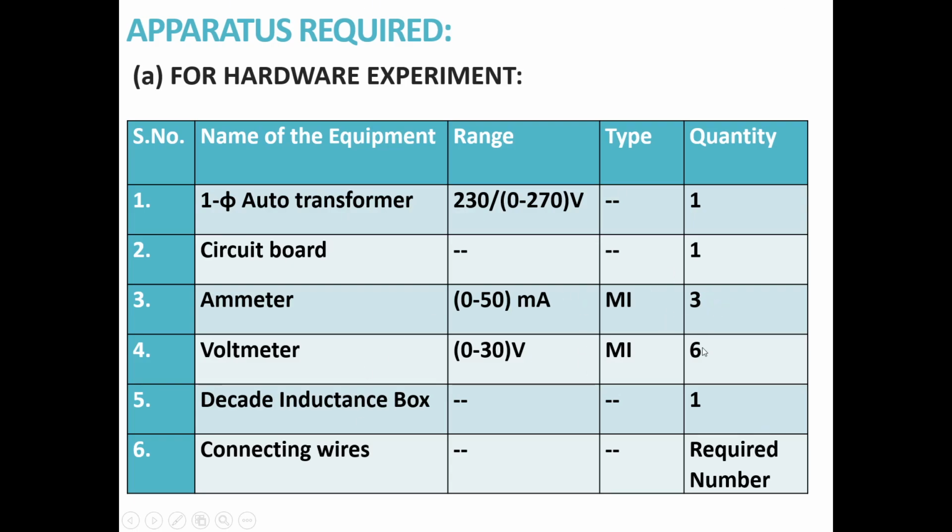For the circuit that I have chosen to do this experiment, we need 3 ammeters, and a voltmeter of range 0 to 30 volts, moving iron type. The number of voltmeters required here is 6 for the circuit that I have chosen. You also need a decade inductance box, quantity 1, and connecting wires. It depends on the circuit that you have chosen to do the experiment. The number of connecting wires may vary, so the quantity required is as required.